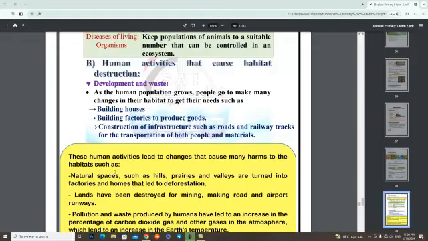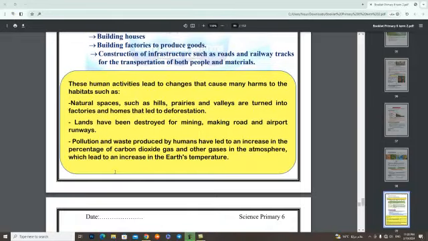These human activities lead to changes that cause many harms to the habitat. Natural spaces, such as hills, prairies, and valleys, are turned into factories and homes, which leads to deforestation. Lands have been destroyed for mining, making roads and airport runways. Pollution and waste produced by humans have led to an increase in the percentage of carbon dioxide gas and other gases in the atmosphere, which led to an increase in the Earth's temperature.